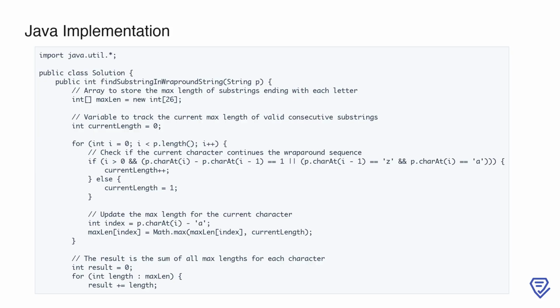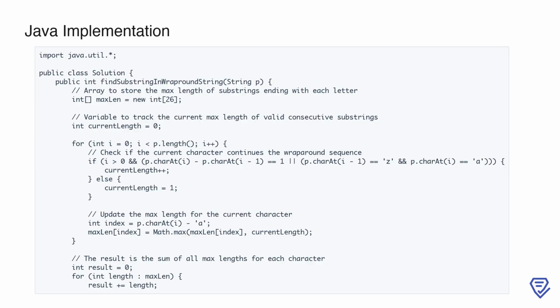We also declare a variable currentLength to keep track of the length of the current valid substring sequence. Then, we iterate through the string p using a for loop. At each step, we check whether the current character continues the wraparound sequence. A valid continuation occurs if the difference between the current and previous characters is 1, or if the sequence wraps around from z to a. If it's a valid continuation, we increment currentLength, otherwise, we reset it to 1.